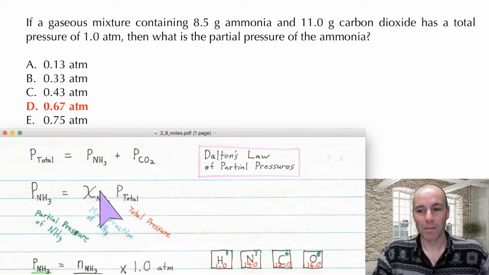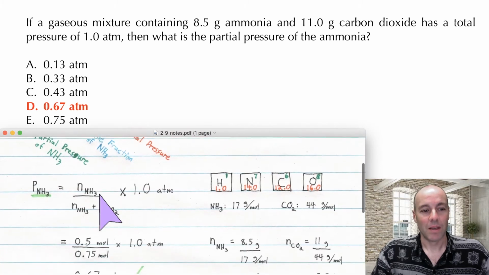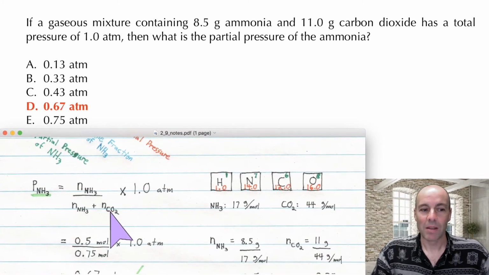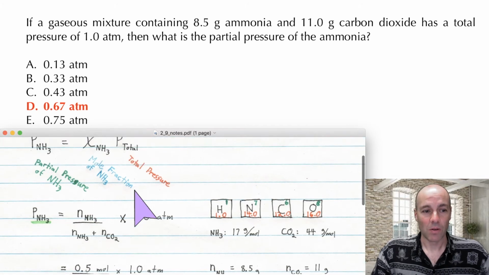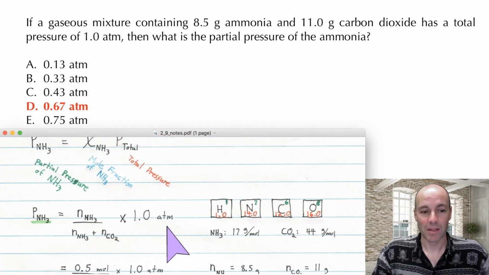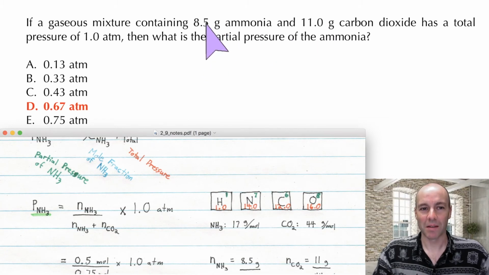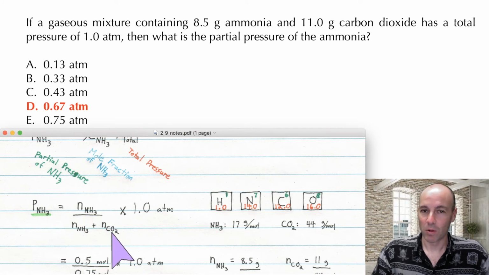So the mole fraction of the ammonia is simply the number of moles of ammonia divided by the total moles of all of the gases. So the number of moles of ammonia over the number of moles of ammonia plus the number of moles of CO2. That's the mole fraction of ammonia, and we do know the total pressure in this case. Now, since we're given the masses of the two gases, we can figure out how many moles there are, and therefore the mole fraction of the ammonia. And multiplying that by the total pressure, we can get the partial pressure due to the ammonia.